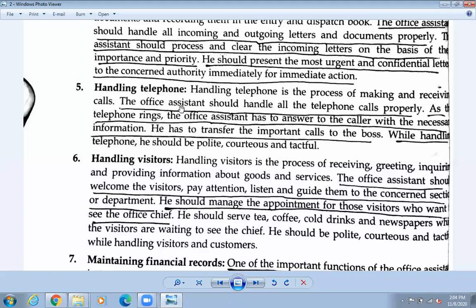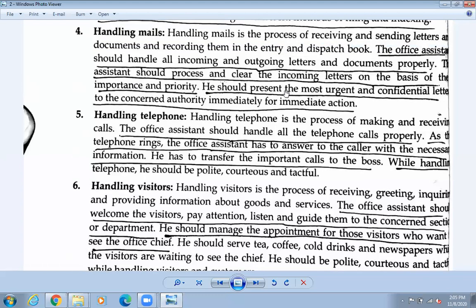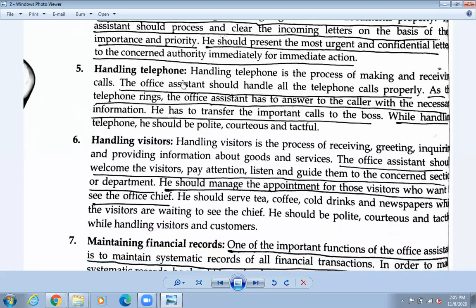But ए म भोलिपल्ट मात्रै भन्छु मेरो मुड छैन आज भन्छ भने सो you will be in your own home after few days है, के तिमीहरूको मुडले गर्दाखेरि तिमीहरू घरमा जबलेस भएर बस्छौ तिमीहरू है. So the office assistant should handle all the incoming and outgoing letters and documents properly and the important one priority हेरेर तिमीहरू handle गर्ने and he should present the most urgent and the confidential letter to the concerned authority immediately for the immediate action. Okay, so that we have learned just now. Okay, handling call.